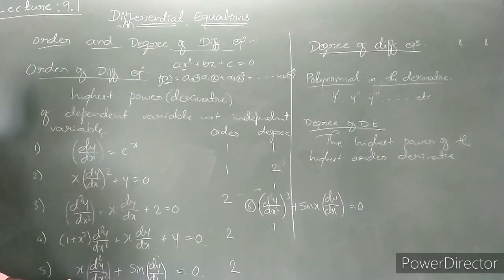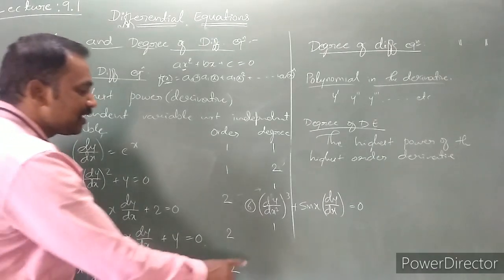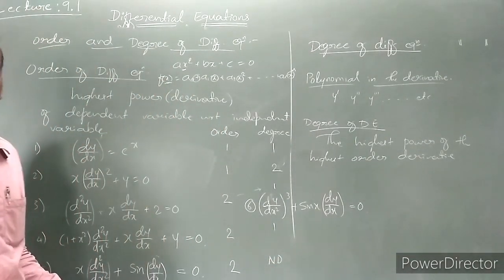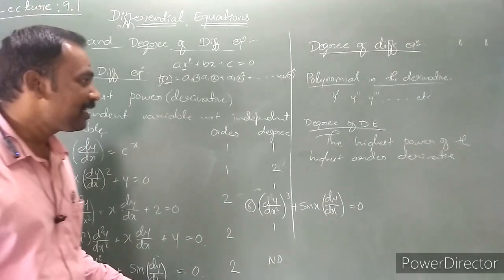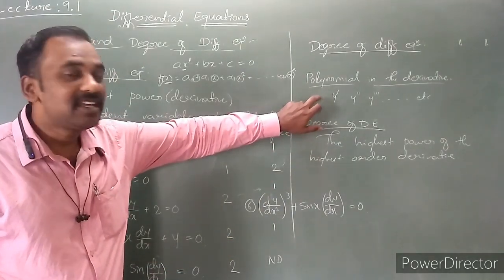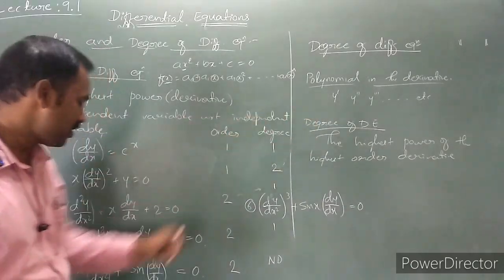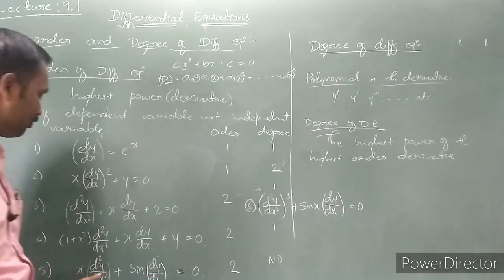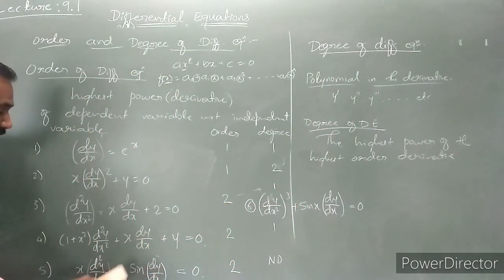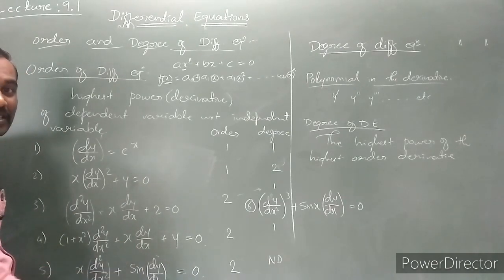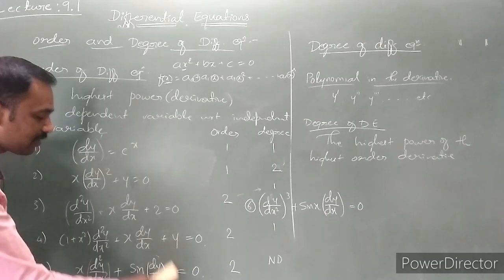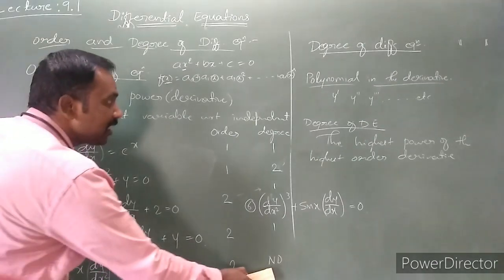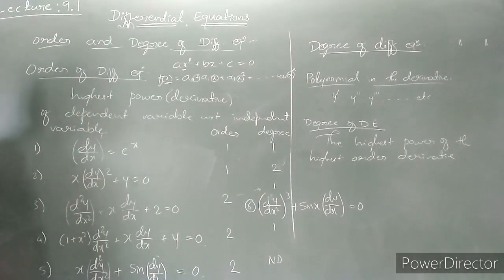Next, what is the highest order? Highest order is 1. Then what is the degree? Here the degree is not defined. Why is the degree not defined? Because to define the degree, this condition should be satisfied. What is that condition? The differential equation must be a polynomial of derivative, but it is not a polynomial of the derivative. Why is it not a polynomial of derivative? Because sin of dy by dx is there; in place of angle, a derivative is there, therefore it is not a polynomial in derivative. So in this case, the degree is not defined.